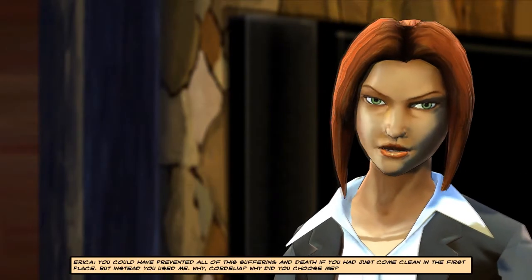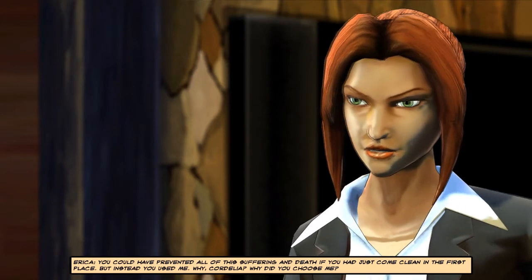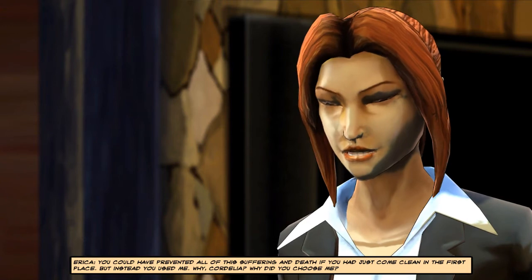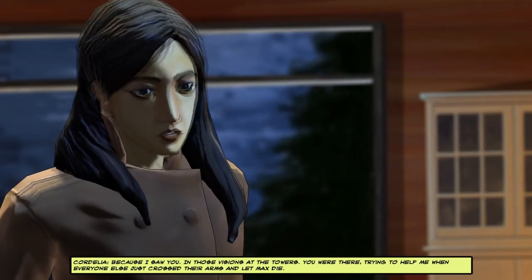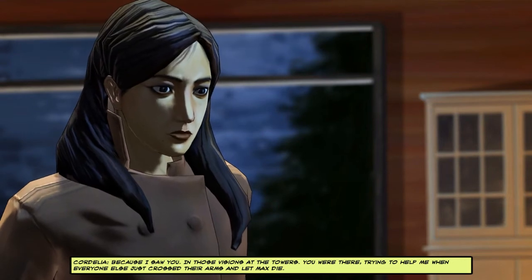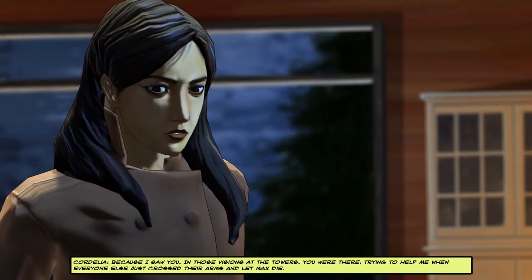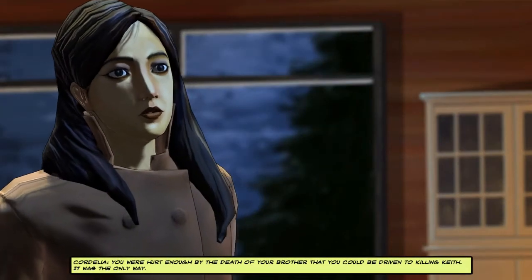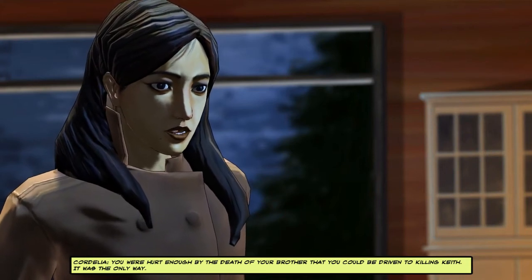You could have prevented all of this suffering and death if you had just come clean in the first place. But instead you used me. Why, Cordelia? Why did you choose me? Because I saw you, in those visions at the towers. You were there, trying to help me when everyone else just crossed their arms and let Max die. You're a rebel, Erica. You were hurt enough by the death of your brother that you could be driven to killing Keith. It was the only way.